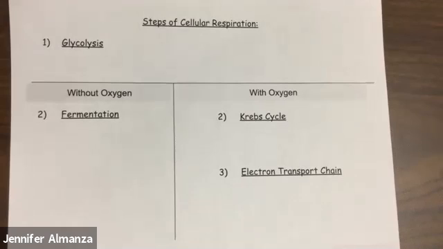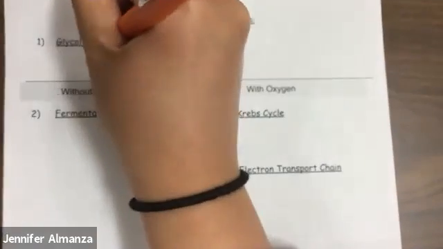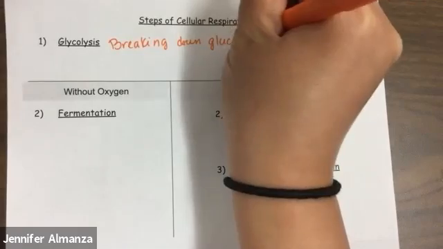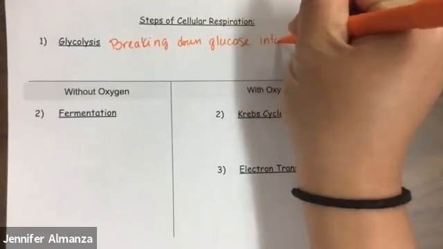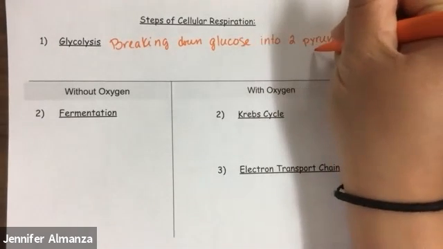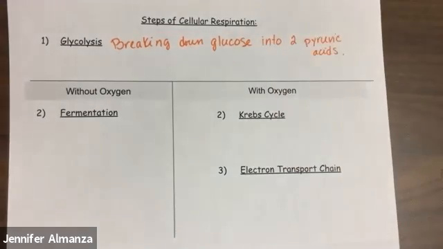And that's because glycolysis happens for aerobic and anaerobic respiration. Glycolysis is the physical act of breaking down glucose. Glyco sounds like glucose and lysis means to break. So in glycolysis, I'm breaking down glucose into two things called pyruvic acids. I'm just going to put that right there, into two pyruvic acids.